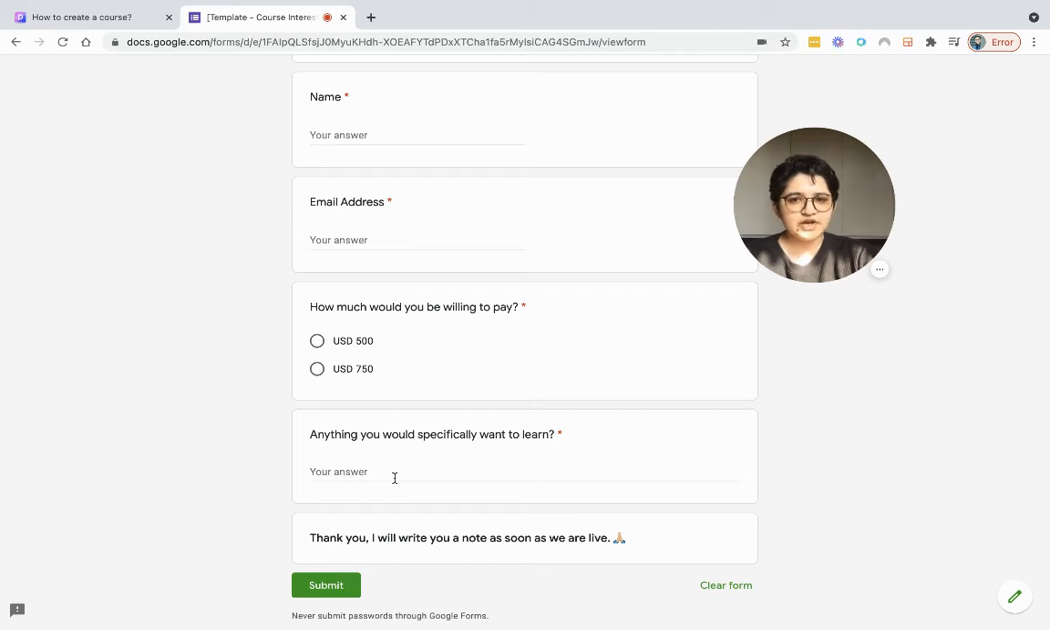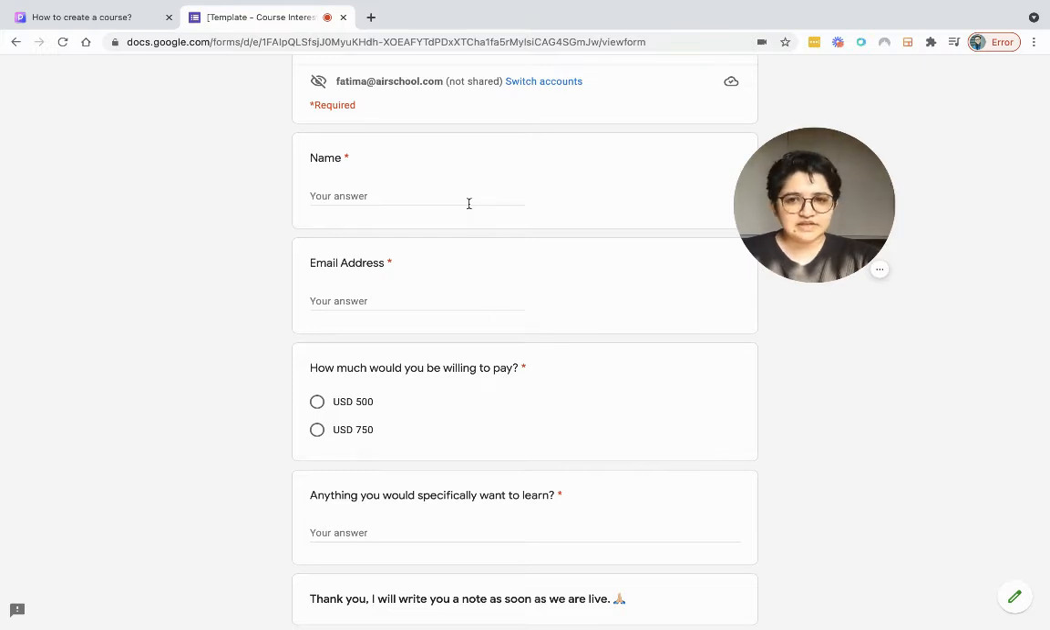A few reasons why I am giving people an option or idea of how I'm thinking about pricing my courses: to gauge the interest of the learners, like how much they are willing to pay, and just to set the expectations clear that it's going to be a paid course. So these learners will have to pay for the course.